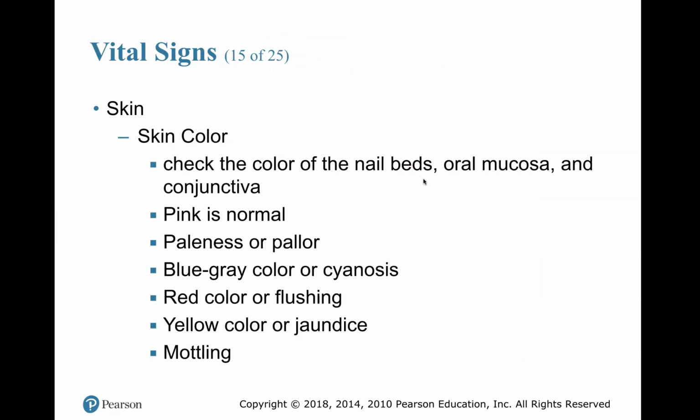Skin color. Check the color of the nail beds, oral mucosa, and conjunctiva for cyanosis. Pink is normal. Paleness or pallor is obviously abnormal. Blue-gray color or cyanosis in those areas I told you about. Red color or flushing is always an abnormal sign. Yellow color or jaundice, and then mottling. Mottling is what looks like little patches or splotches of red all over the skin.